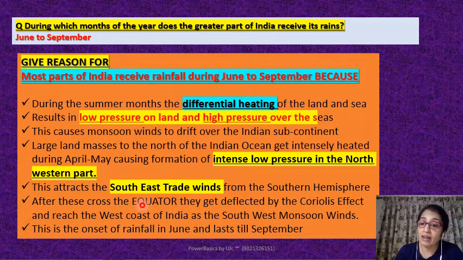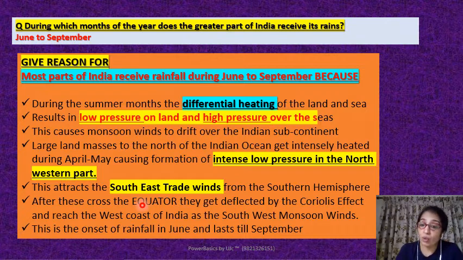And here when they arrive, they are called the south. They're coming from the south. They're coming from the southeast and then they get deflected to the southwest. Now they are called the southwest monsoon winds. This is the onset of rainfall in June till September.